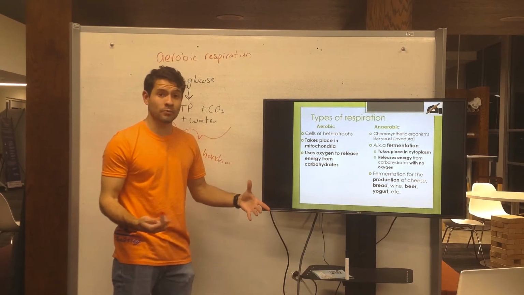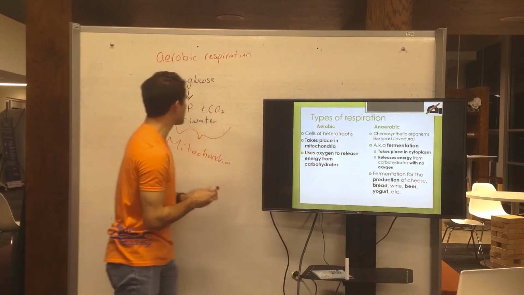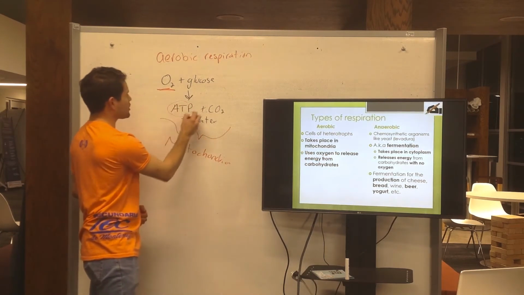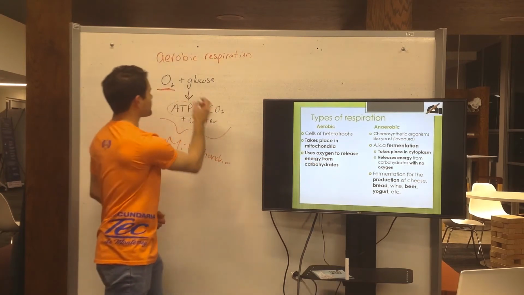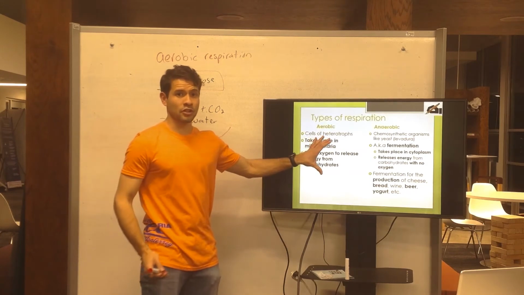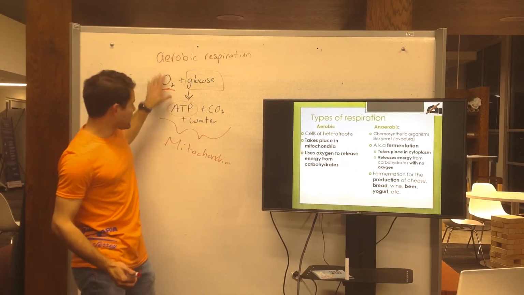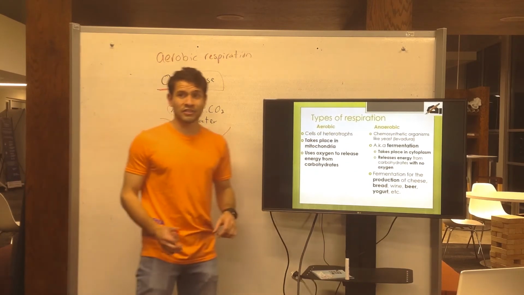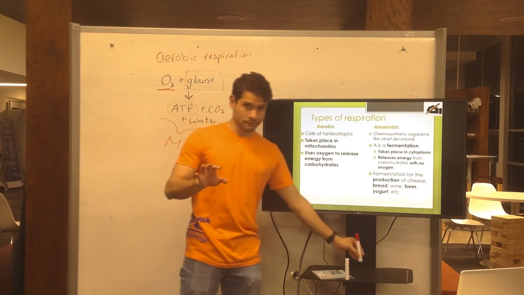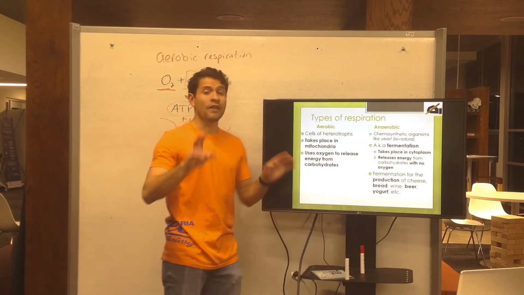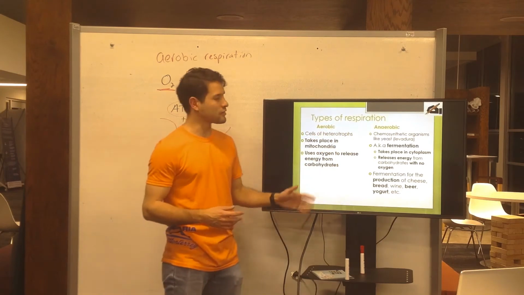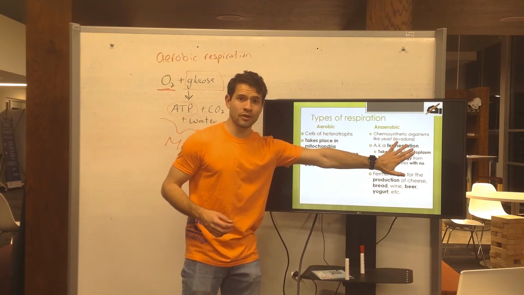Now, what is going to be happening? We will be using oxygen to release energy. We release energy from carbohydrates. Remember, glucose is a carbohydrate. So that's aerobic respiration. We grab oxygen to release energy from carbohydrates, and it takes place inside the mitochondria. Is that clear? Okay, now the second part of this lesson, we have anaerobic respiration.